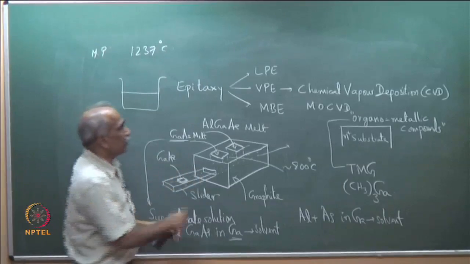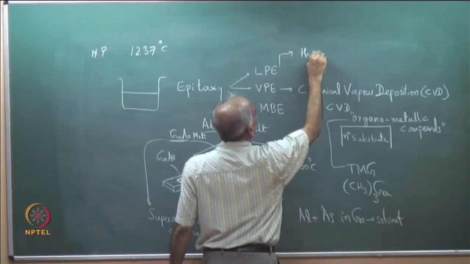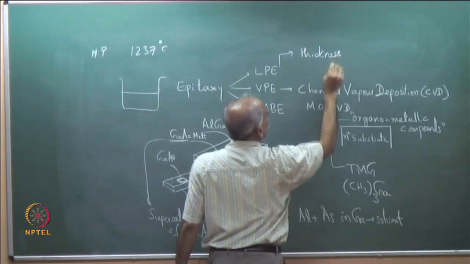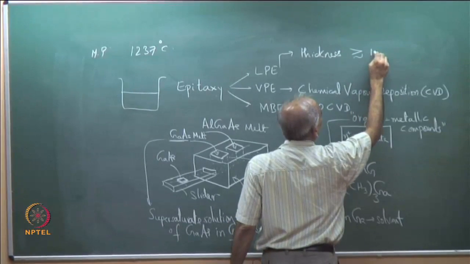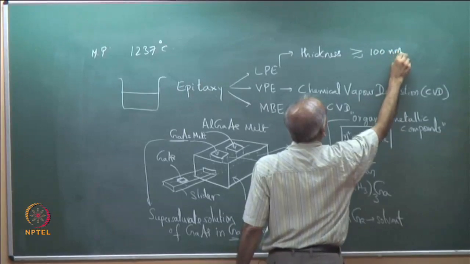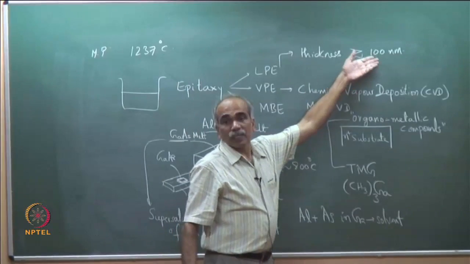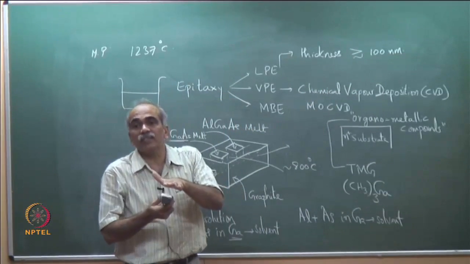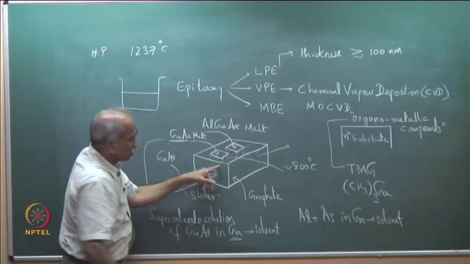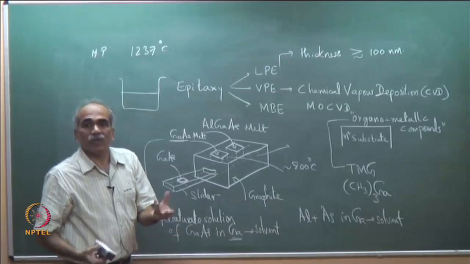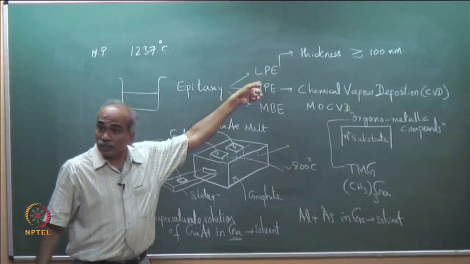When you need to deposit layers with LPE, if you need a thickness greater than or of the order of 1000 angstroms, that is 100 nanometers, LPE can be used. Why greater than this? Because the control on the thickness is not very good, because you have to slide it to the next point. You cannot have control of 10 angstroms or 5 angstroms, which you have in the other two techniques.